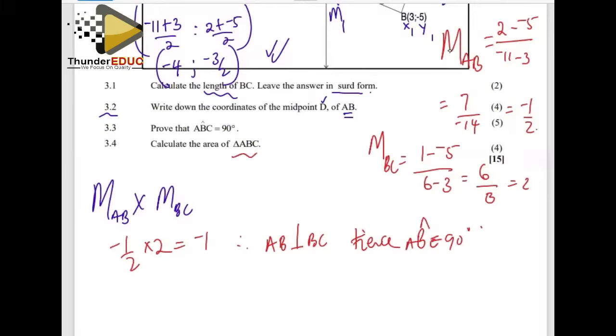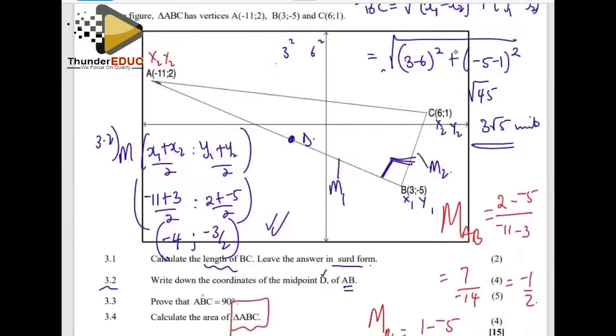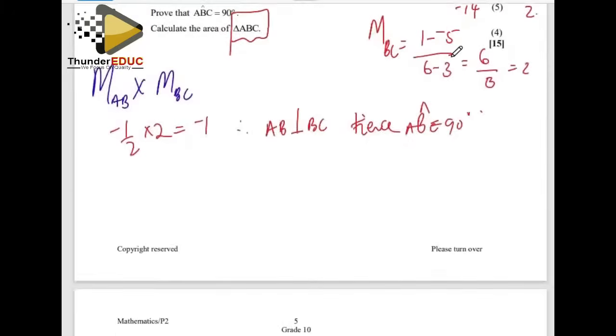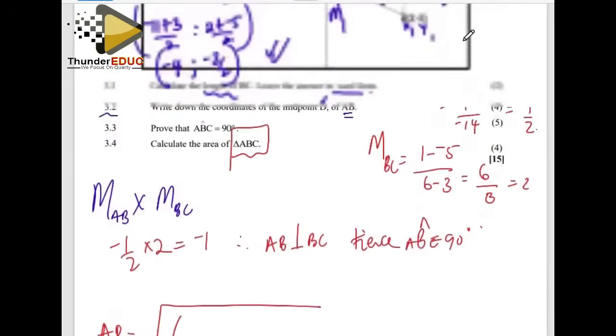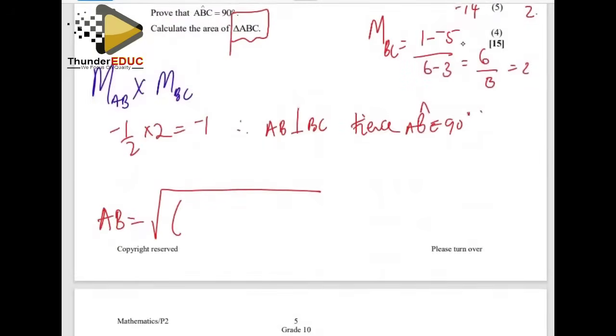Then calculate the area of ABC. Now, since we know that this is a right angle triangle, we found this distance BC to be 3 root 5. We need the other side that forms the 90 with this line, which is the distance AB. So if I can find the distance AB, then we apply the area formula. With AB, we're saying the square root of, we have negative 11 and 2, and then we also have 3 and negative 5. So let's just substitute these points.